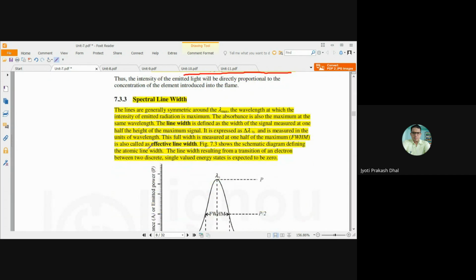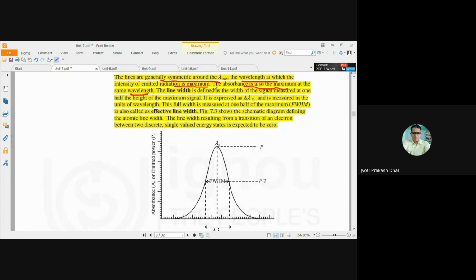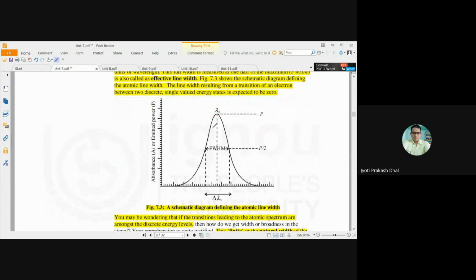Now coming to the spectral line width. The lines are generally symmetric around lambda max, the wavelength at which the intensity of emitted radiation is maximum. The absorbance is also maximum at the same wavelength. The line width is defined as the width of the signal measured at half of the height of the maximum signal. So this is the signal, and this is the height of the signal.